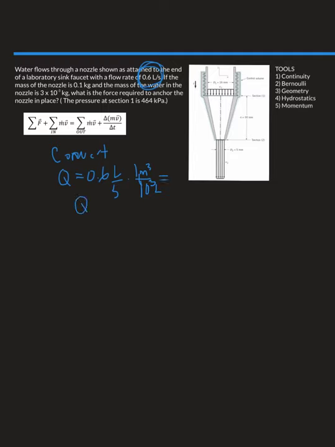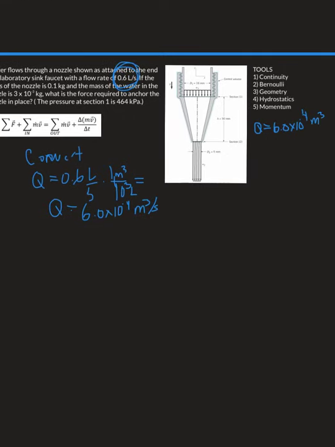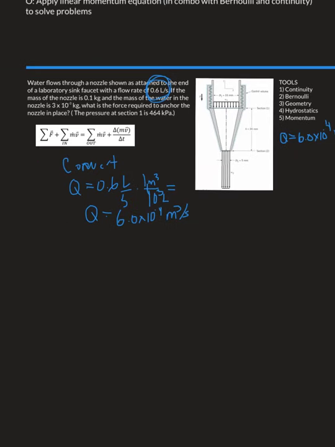So Q now equals 6.0 times 10 to the minus fourth cubic meters per second. That's just to make everything easier. I'm going to write that over here and get it out of the way: Q equals 6.0 times 10 to the negative fourth cubic meters per second. That means I can erase all this and keep my diagram in good order.